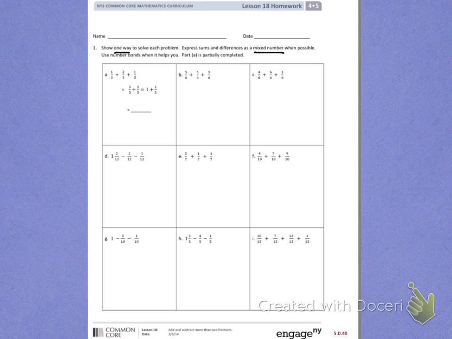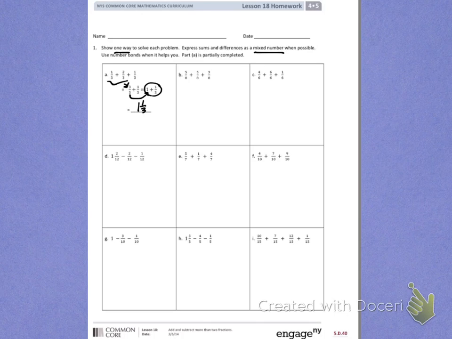So if we look at A, we have 1/3 plus 2/3 plus 1/3. Looks to me that they combined 1/3 and 2/3 to make 3/3. And then they added on the 1/3. But 3/3 is the same thing as 1, so they just called 3/3 1, and 1 plus 1/3 is 1 and 1/3.